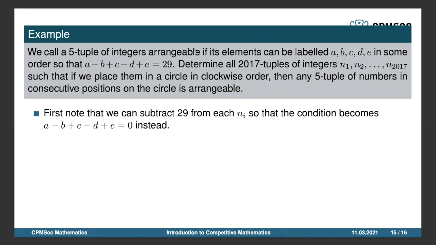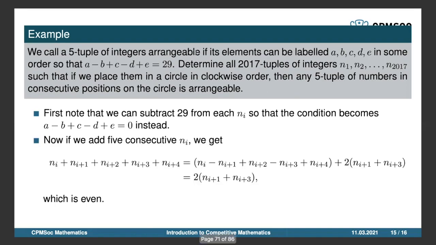So note that we are transforming this circle of numbers. We're doing a transformation by subtracting 29 from every number. So now we could make a new definition of arrangeable. So instead of A minus B plus C minus D plus E equal to 29, we can now have a new definition of arrangeable where the alternating sum and difference has to be equal to 0. So now this turns out to be a lot easier to work with.